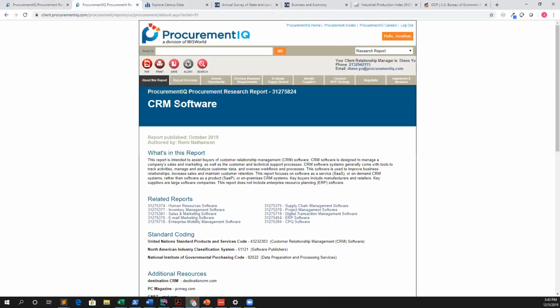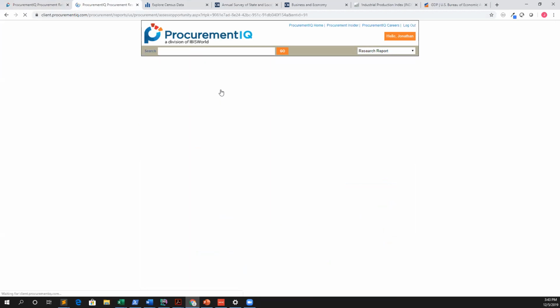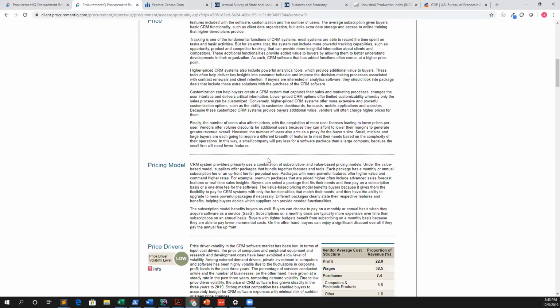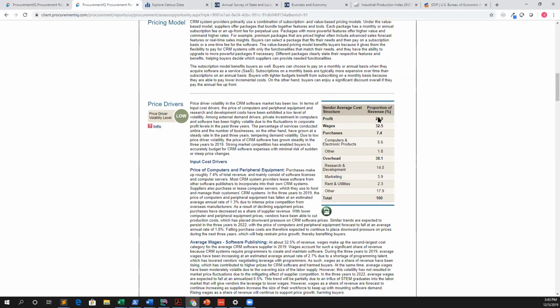Conversely, if you were to look at something like software as a service, like CRM software, and you were to look at its price environment, it'll be substantially different. We can see that the price summary is quite a bit different, but of note is that you have substantially higher profit margins.